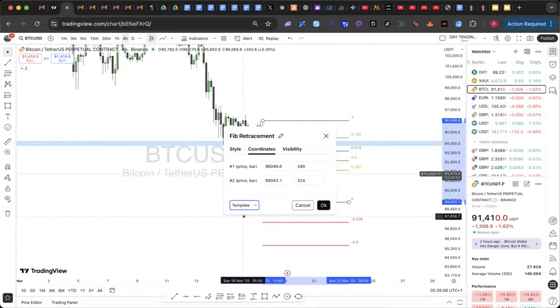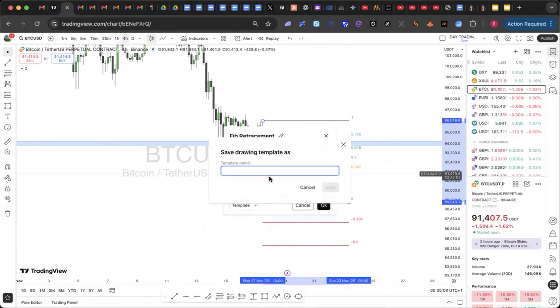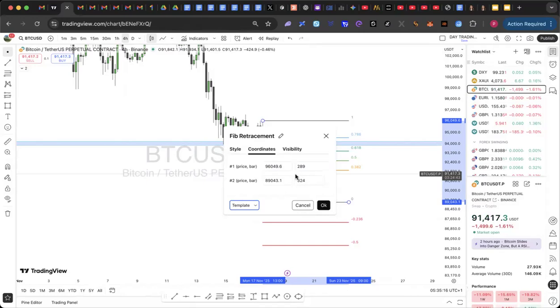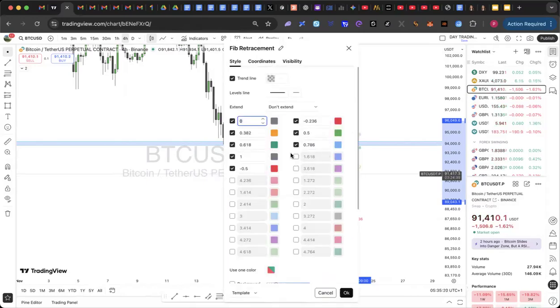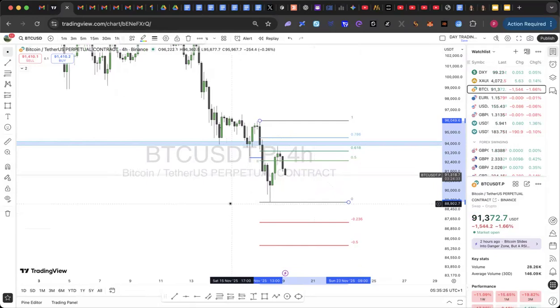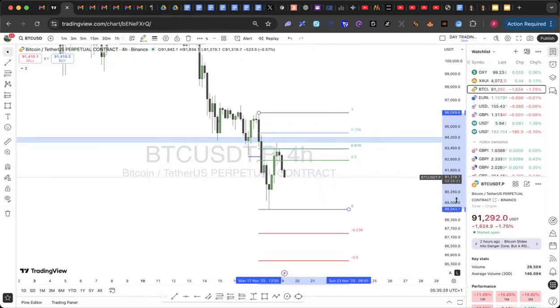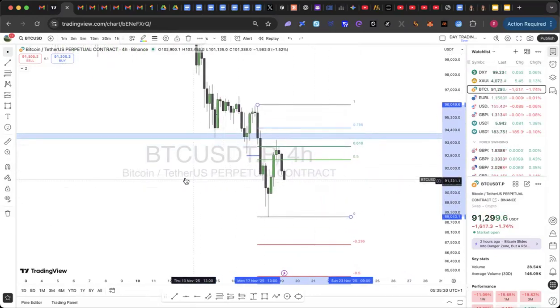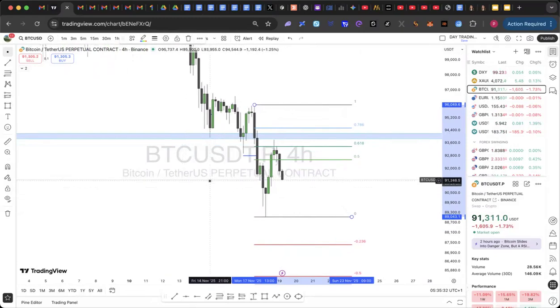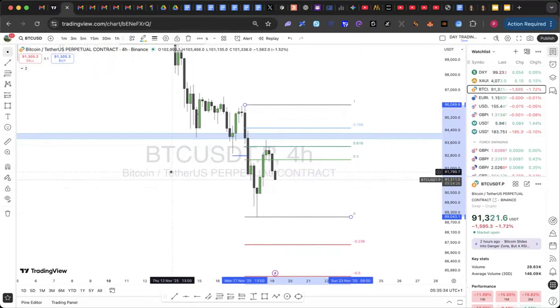So I'm going to have a standard setting. On a standard setting, you want to find a proper entry for your trade on your Fibonacci retracement.